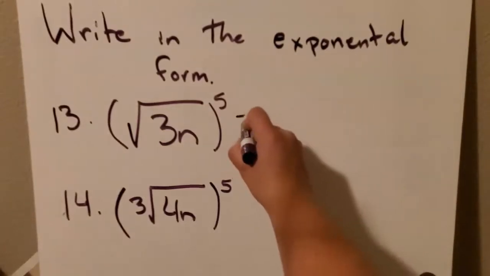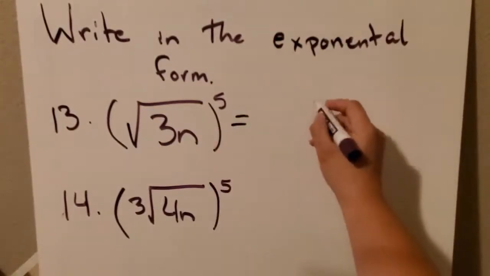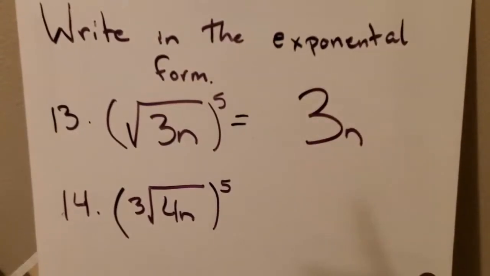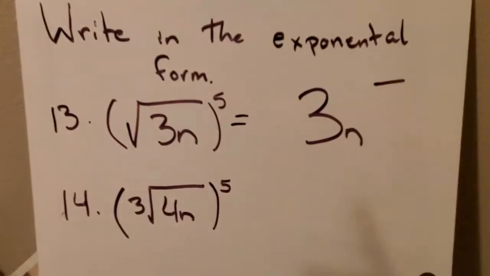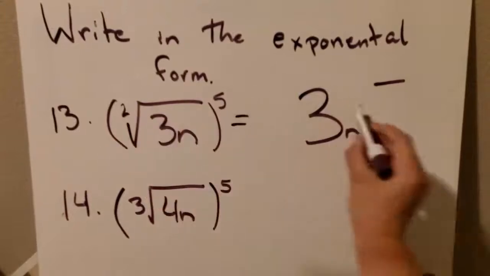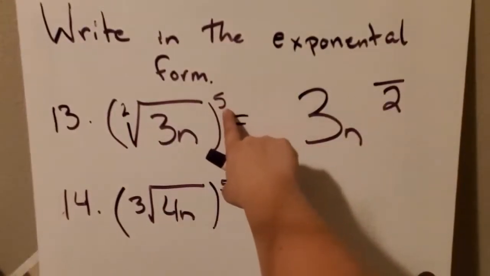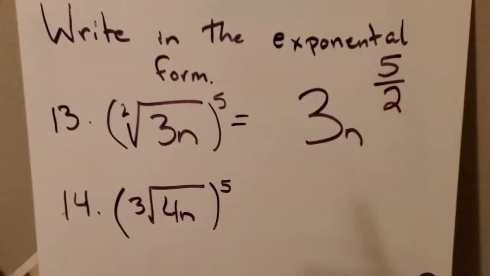So going the opposite direction, we're going to leave our base value unchanged. So our base value for this one is 3n. The value outside of the radical becomes the denominator of our exponent. If there's nothing written, we know that this is a square root, so that makes this 2. 5 is the exponent to our radical form, so that becomes the numerator of our value. So the answer to number 13 is 3n to the 5/2.